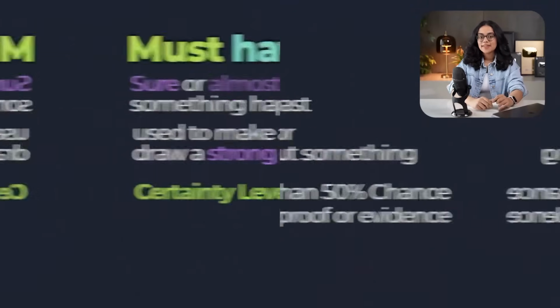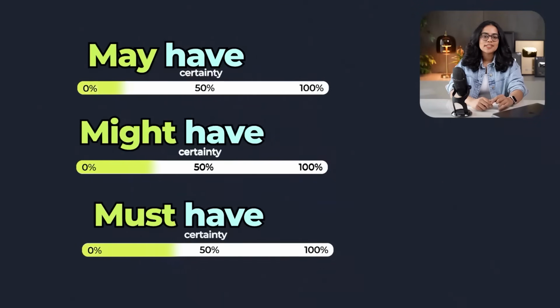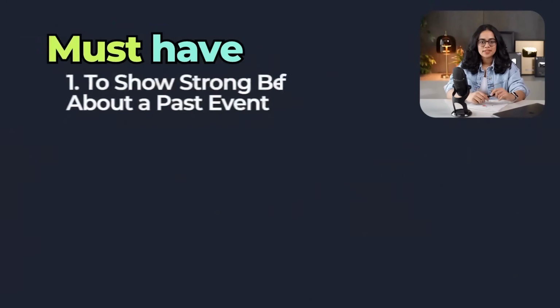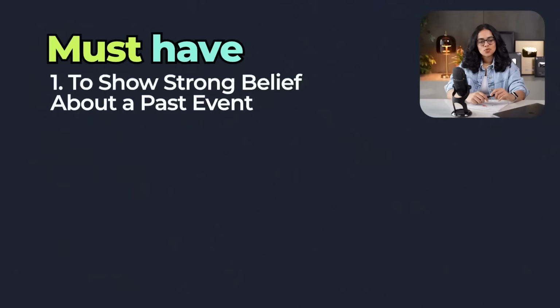See, if we compare may have, might have, and must have, must have has a higher level of certainty based on what you see or based on the situation. Now, the structure looks something like this. We use subject plus must have plus the past participle. Now, let's understand when we actually use it. The first use of must have is to show a strong belief about a past event. It's like you're making a confident guess based on the facts, logic, or the clues available.